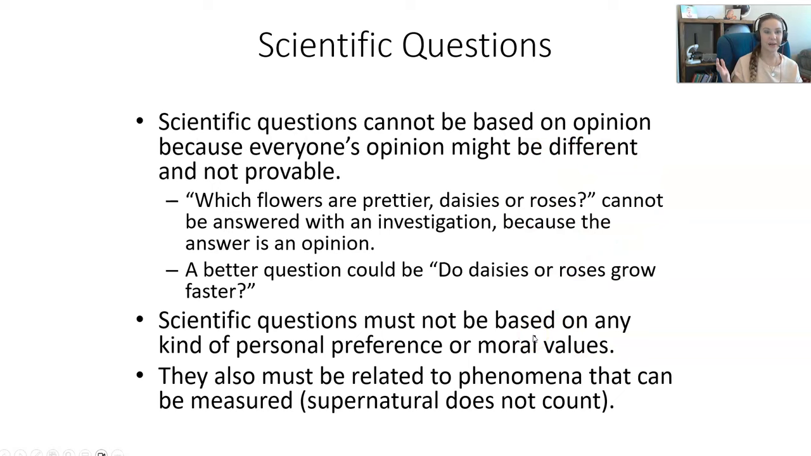Once we get to this question, we have to make sure that it avoids opinion. We can't ask things like, which flowers are prettier, daisies or roses? This can't be tested. It's an opinion. A better question might be, do daisies or roses grow faster? Now we know what we can test. We can test this type of flower and how fast it grows and compare it to another type of flower and how fast it grows. Okay, so it's specific, it avoids opinion, it keeps us focused on one thing, and it's always, always testable.